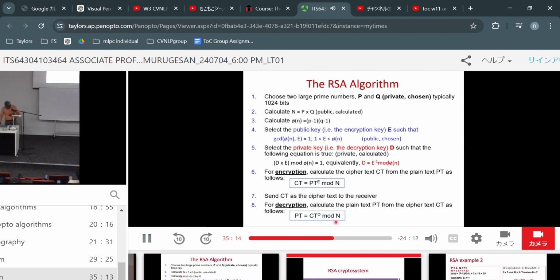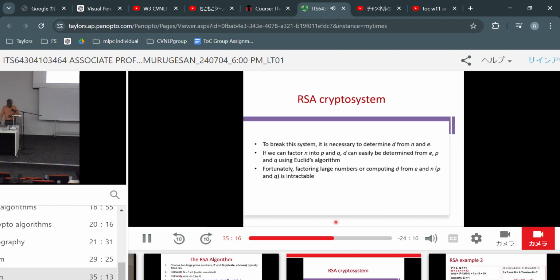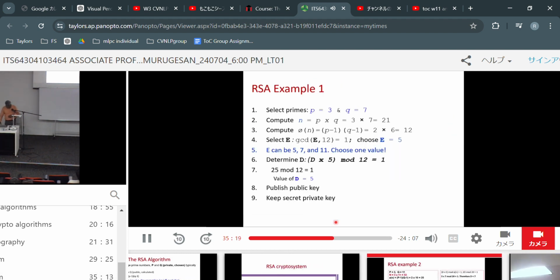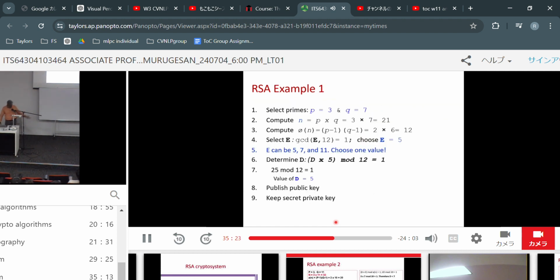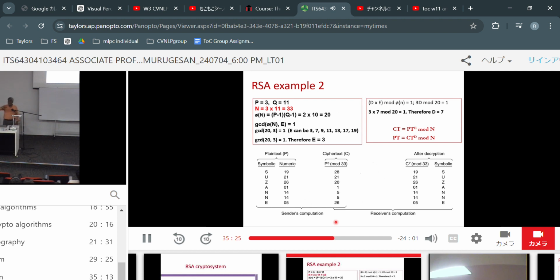There are a few examples in the slides, and conscious of time, I am going to take example 2. This example will help you do your assignment 3 as well, because there is one similar question. You are given an English plain text and asked to do encryption and decryption. In your assignment you just have to show this working. Let us take P and Q.